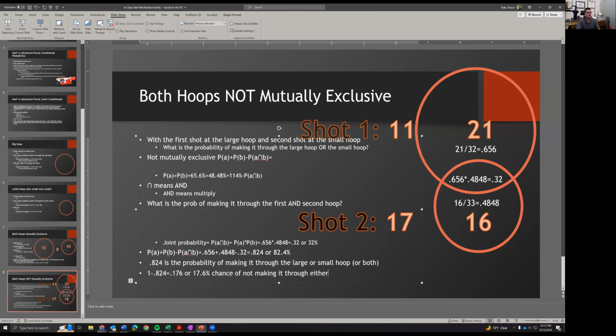So we've got the joint probability. We've got shot one, shot two. What's the probability of making it through the hula hoop in shot one, through the big hula hoop or the little hula hoop? And that is going to be 82.4% because we did the probability of A plus the probability of B minus the probability of A and B because we didn't want to count this twice. And so that's how we do this with both hula hoops and with joint probability and conditional probability. Hopefully, going through this was beneficial.